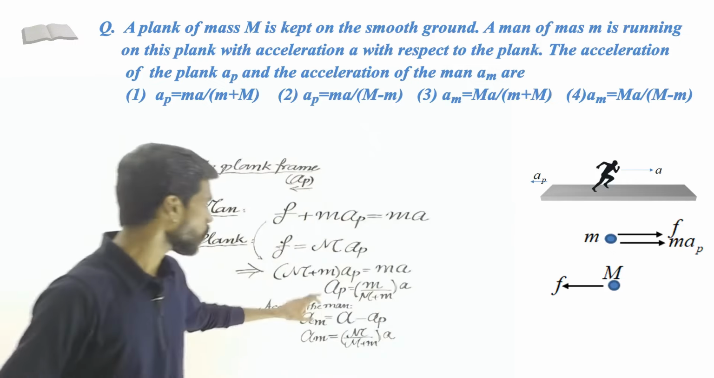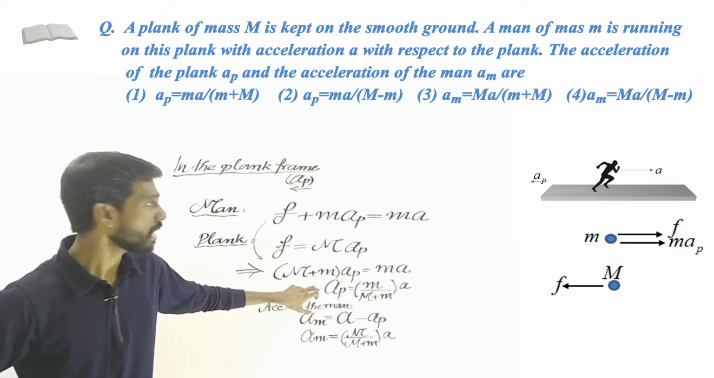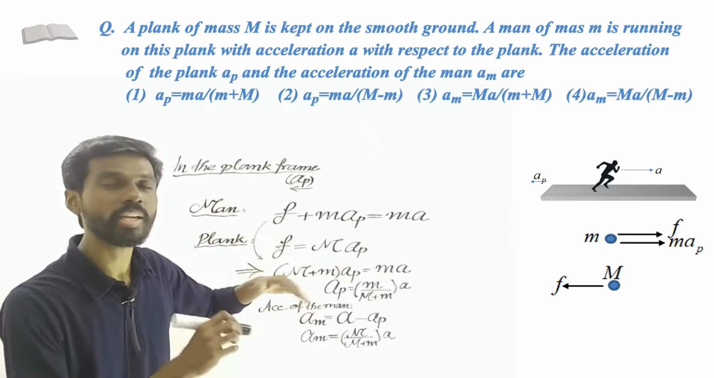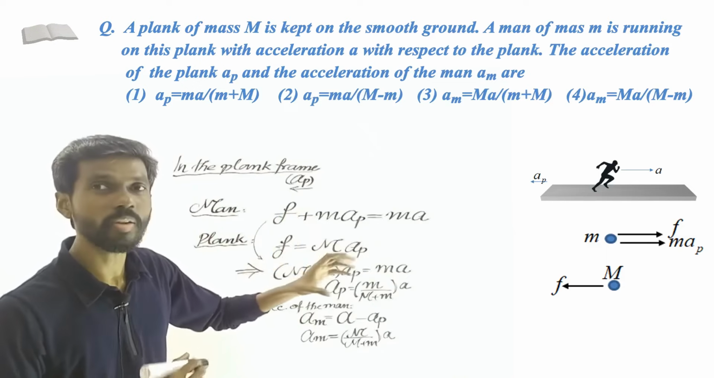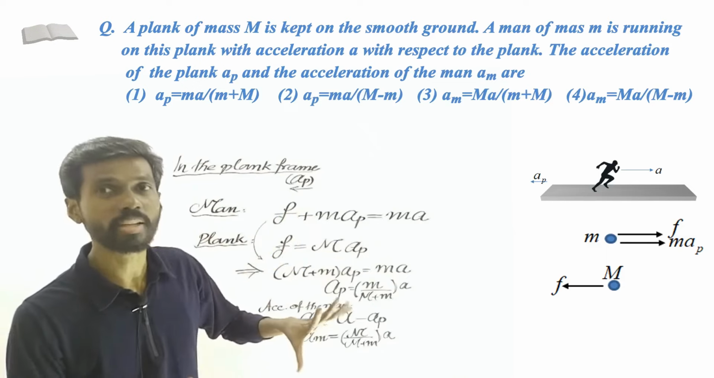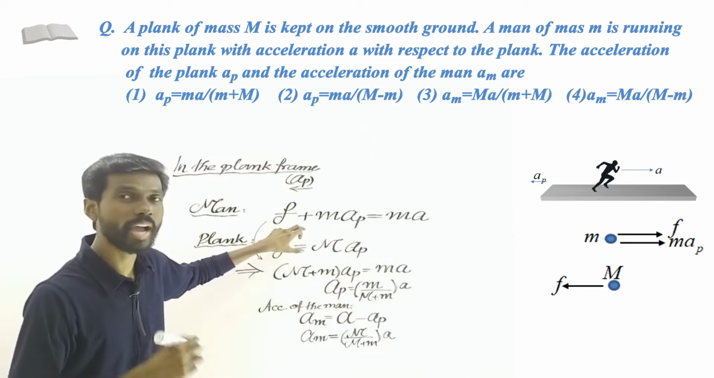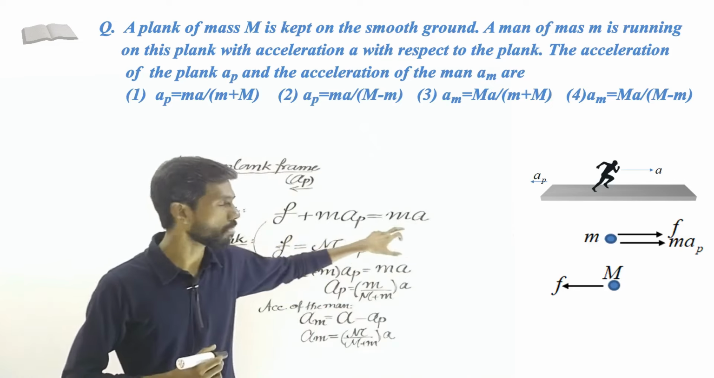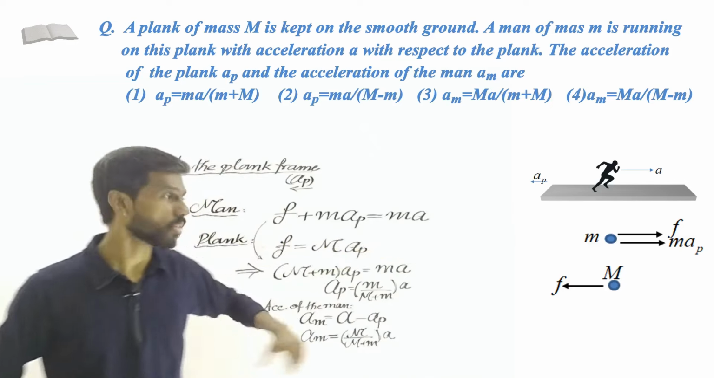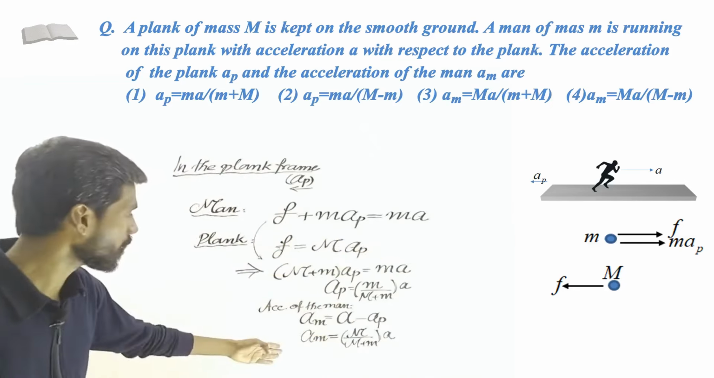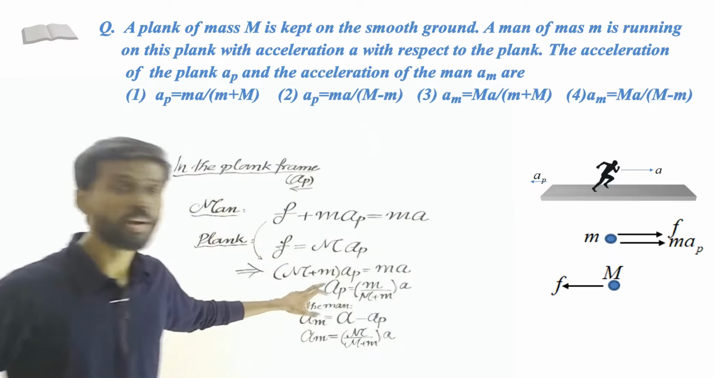Because the acceleration with respect to the plank is already given, you better do this question in the frame of reference of the plank itself, so that we can use this A directly. With respect to the plank, we have a pseudo force also, and total force equals mass times the acceleration with respect to the plank. Similarly, with the other equation, just solving, we get the required answer. So this is the acceleration of the man, and this is the acceleration of the plank.